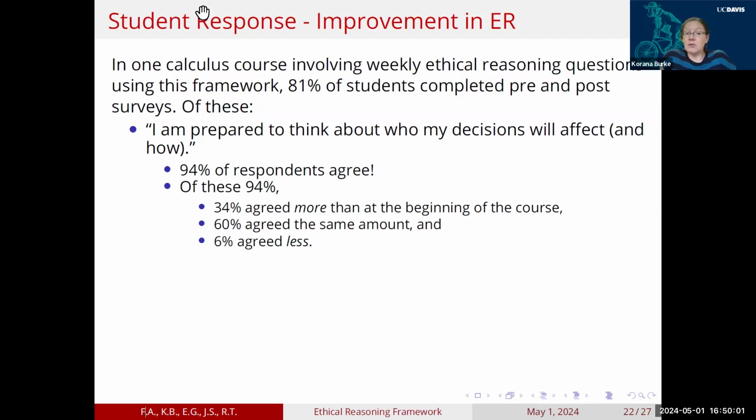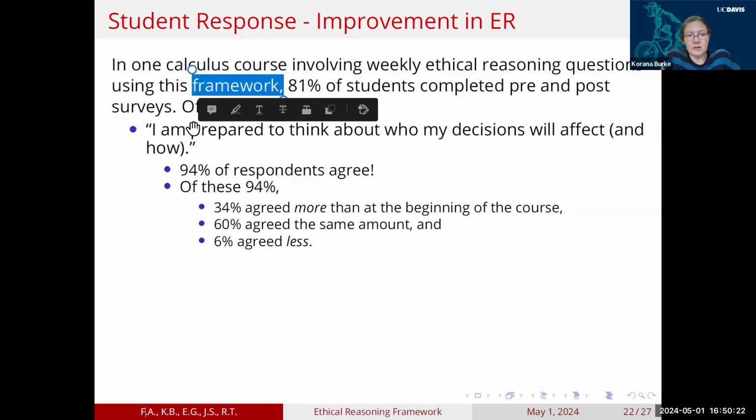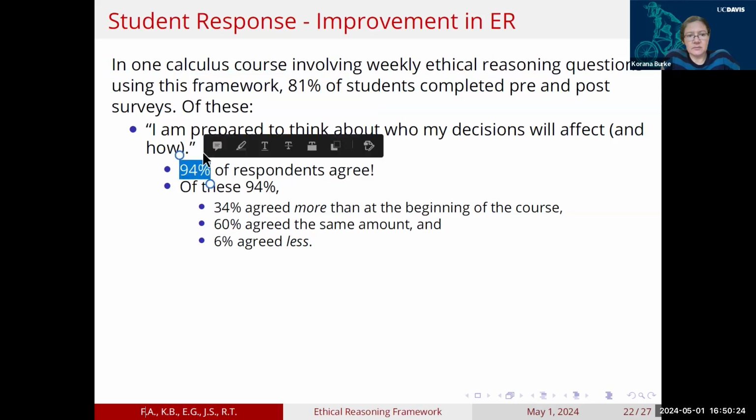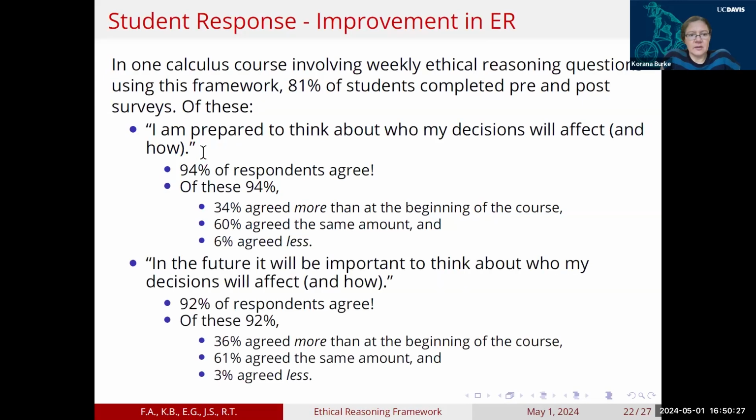And when we asked them, "I'm prepared to think about who my decisions will affect and how," 94% of them agree, and 34% agreed more than at the beginning of the course. If you go to the next set of data: "In the future, it will be important to think about who my decisions will affect and how." 92% agree, and again, 36% agreed more than at the beginning of the course.